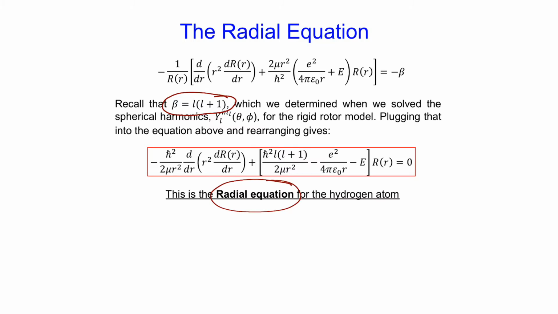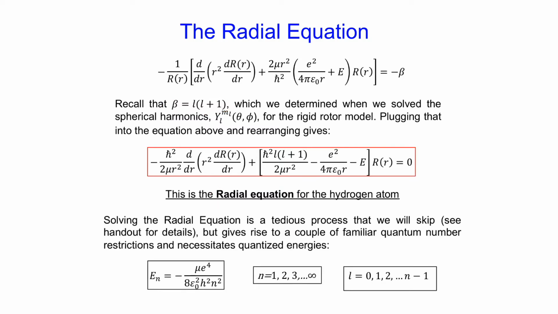Assuming that you feel comfortable with where that radial equation comes from, give that a try if you haven't already. When we solve that radial equation, it turns out that we end up with the requirement that we have quantized energy levels. That expression for our quantized energy comes from solving that radial equation. We also get dependence on two quantum numbers.